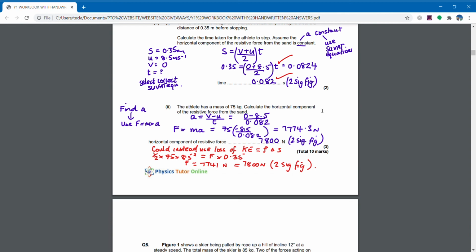And that would give you a value of 7741, which also rounds to 7,800 newtons to 2 sig fig. So that would get you the marks as well. 3 marks for this one. One is for finding the acceleration, one is for substituting into F equals m times a, and one is for the final value.